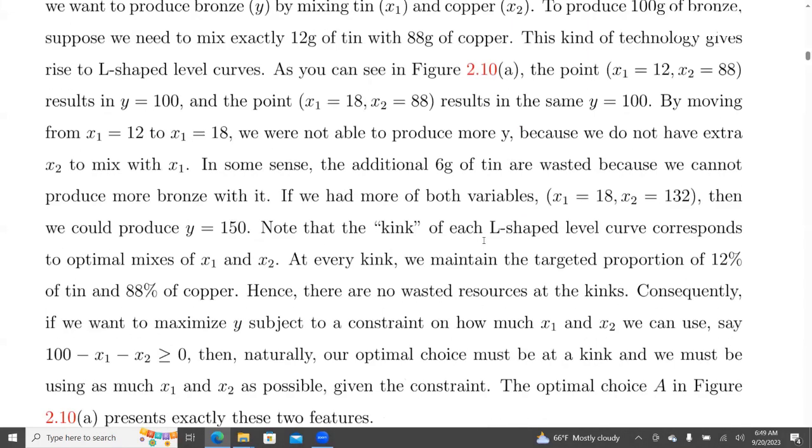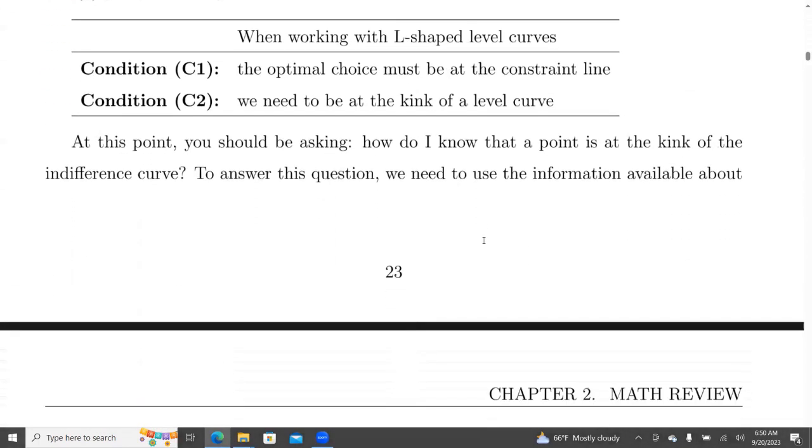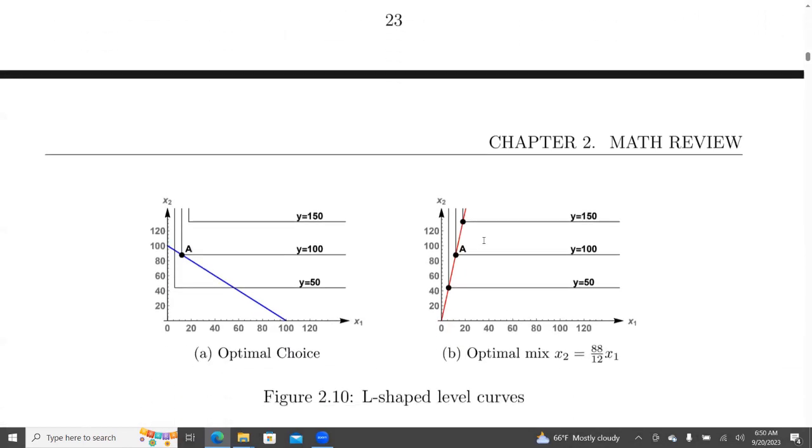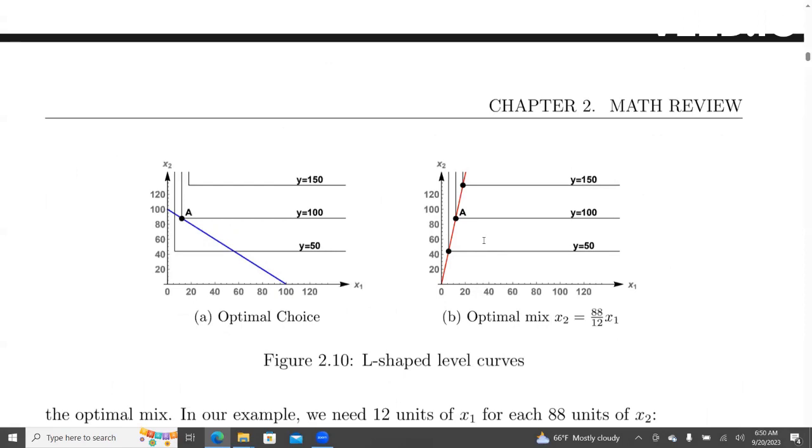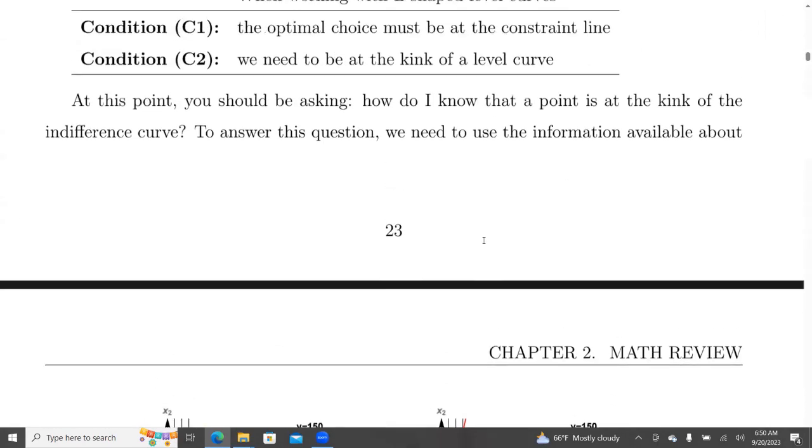If you slowly go over this paragraph, we can fast forward the video, rewind it. They're talking about these things here, but those are the L graphs, and the corners, of course, are the kinks.